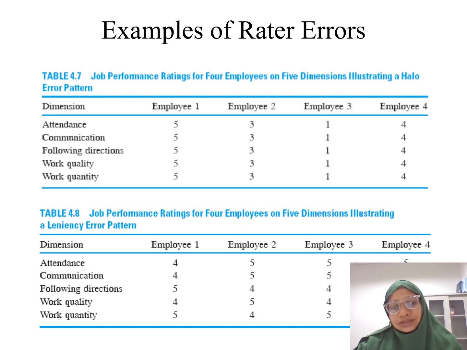Then this is the job performance rating for four employees in the five dimensions, showing leniency error. Leniency is when the rater easily gives marks because they have a kind heart to give marks to employees. So they give nearly full marks: 4, 4, 5, 4, 5.